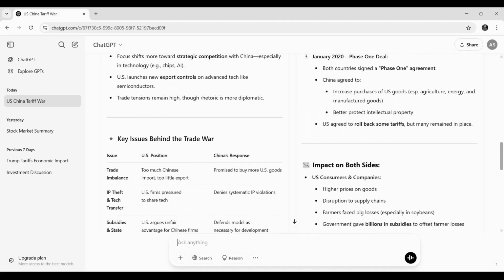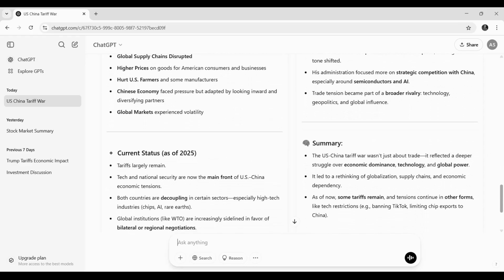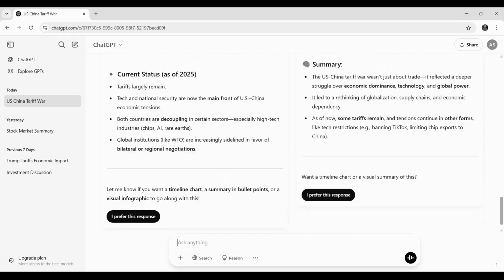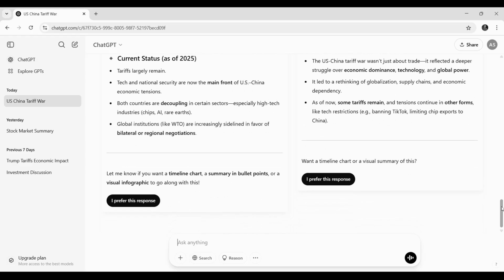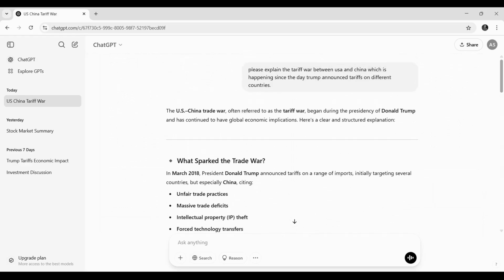Okay, key phases are given here, key issues behind the trade war are given here, and the impact of the trade war, current status. So both of them are good, but I think I prefer response number one. So this is the response here. Now let's try to understand what is actually happening.